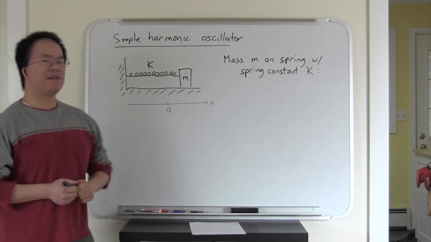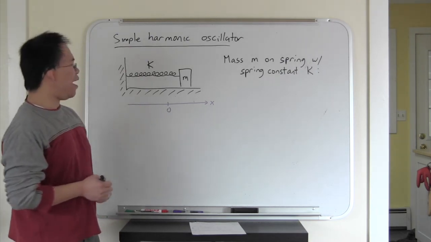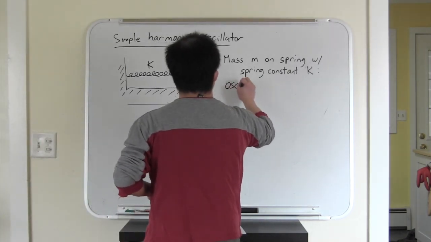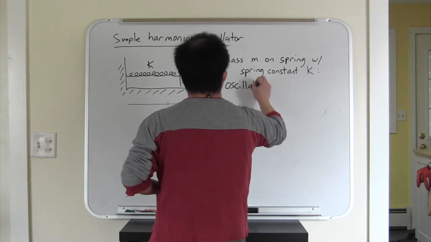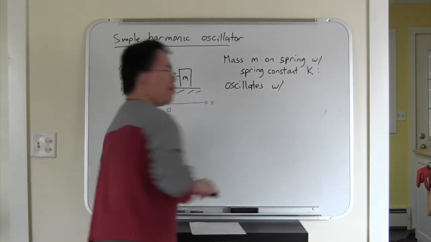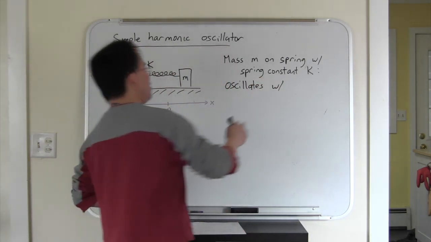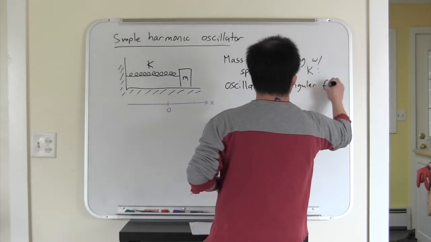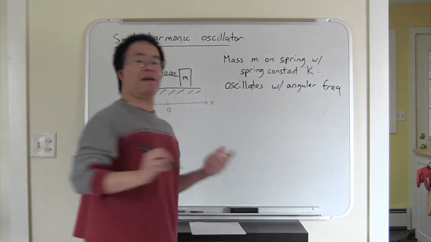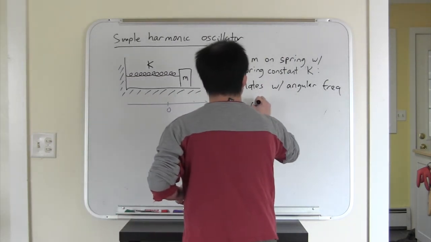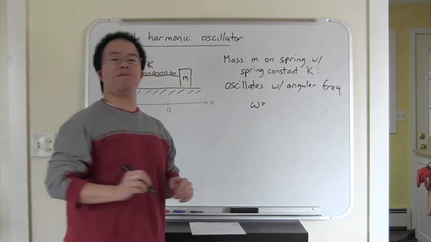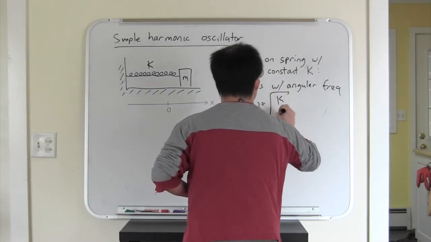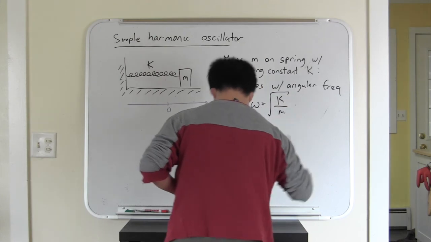So you learned probably in 217 that this mass will oscillate with an angular frequency given by omega equals the square root of K over m.